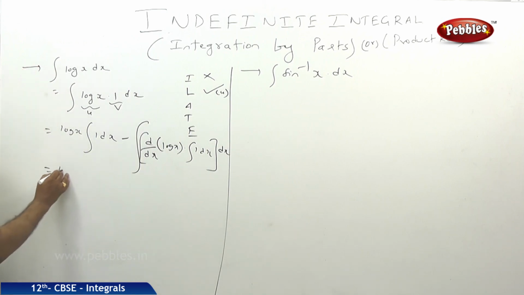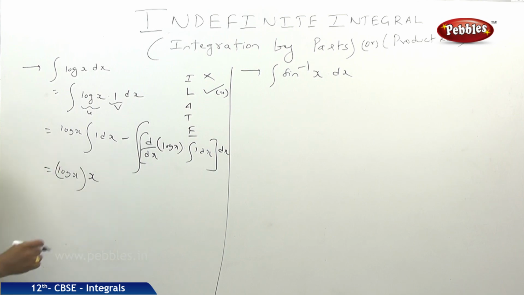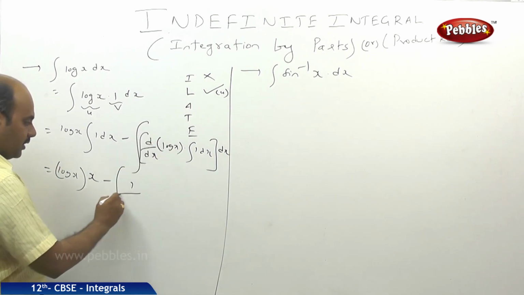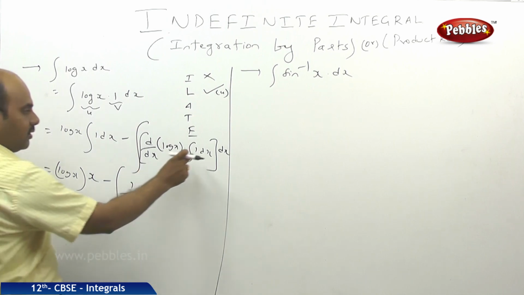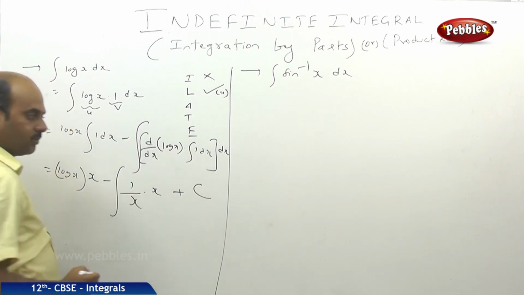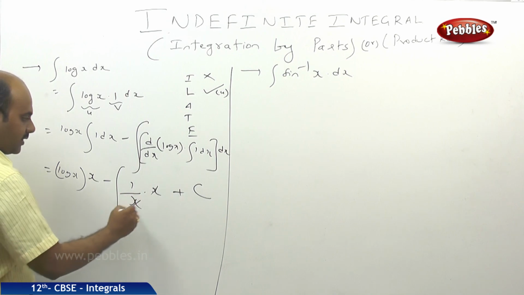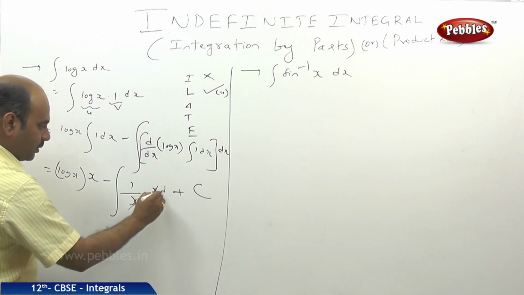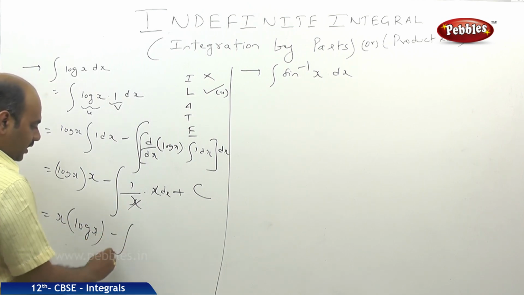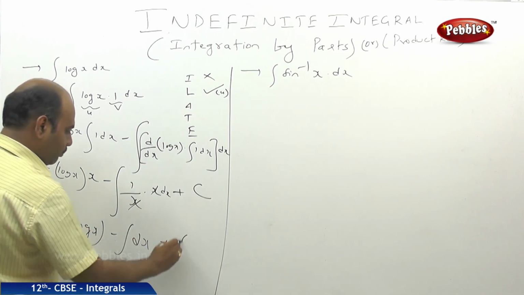So what happens? Log x, integral of 1 dx will be x, minus integral of d by dx of log x is 1 by x, and integral of 1 dx will be x, and here plus c. So x and x will get cancelled, nothing written means understand, beta, there is dx. So this I will rewrite: x into log x minus integral of dx plus c.